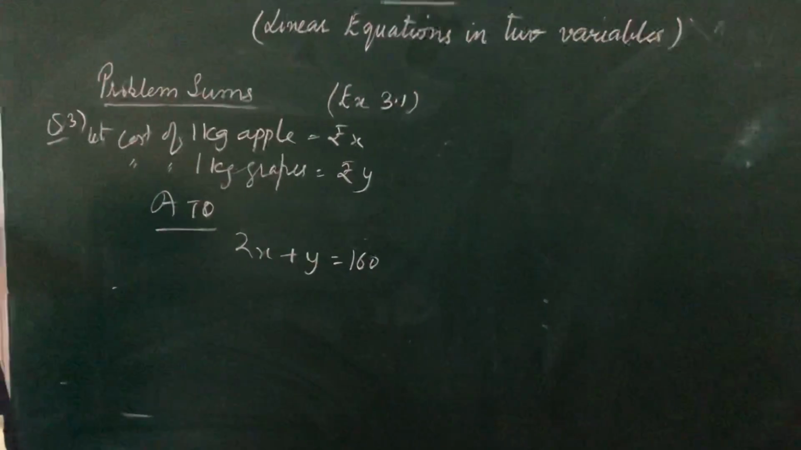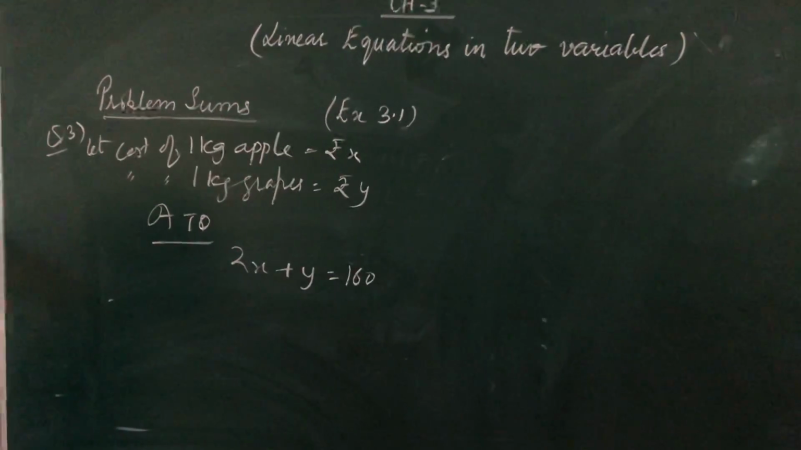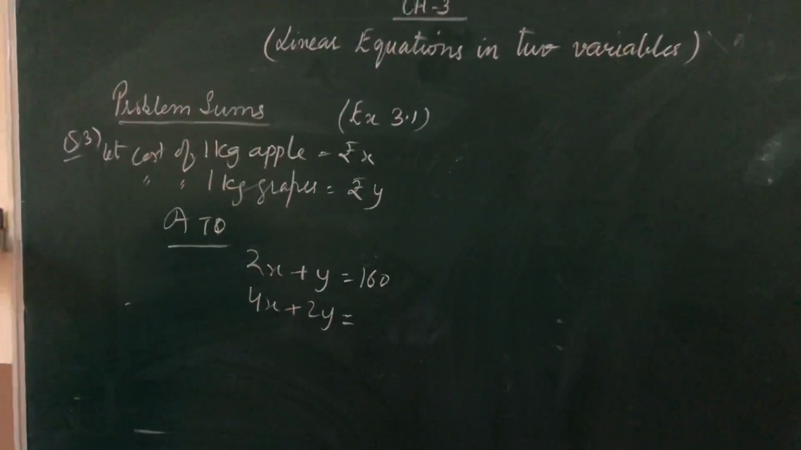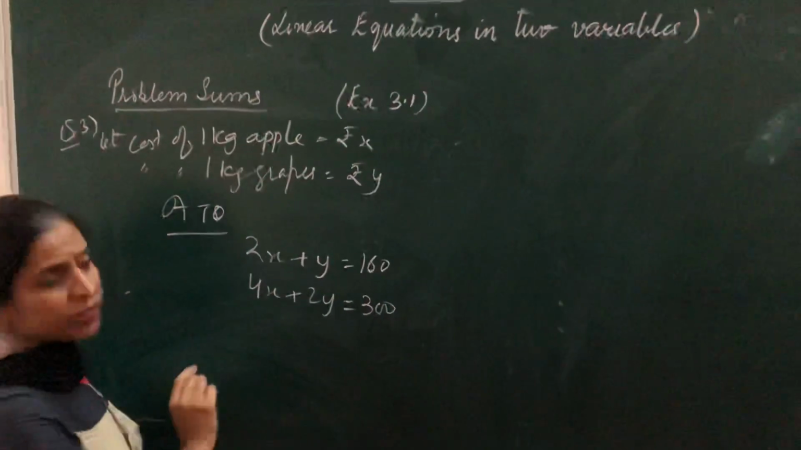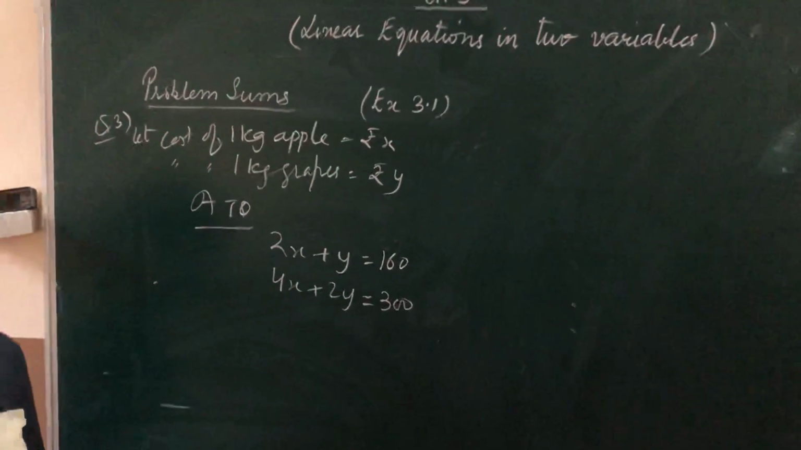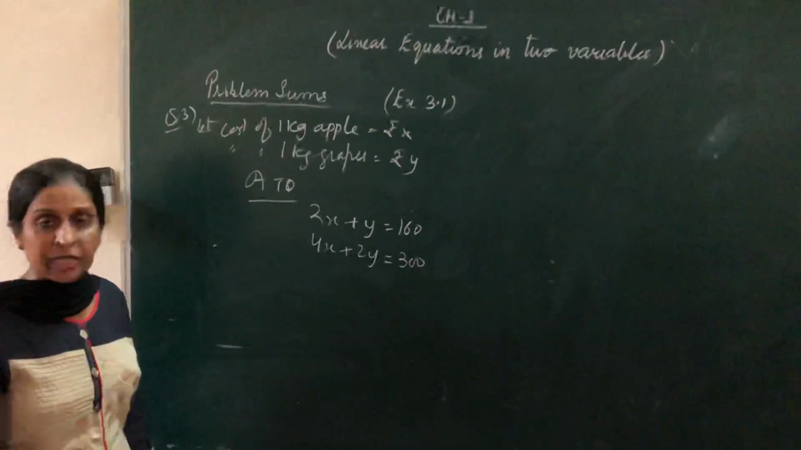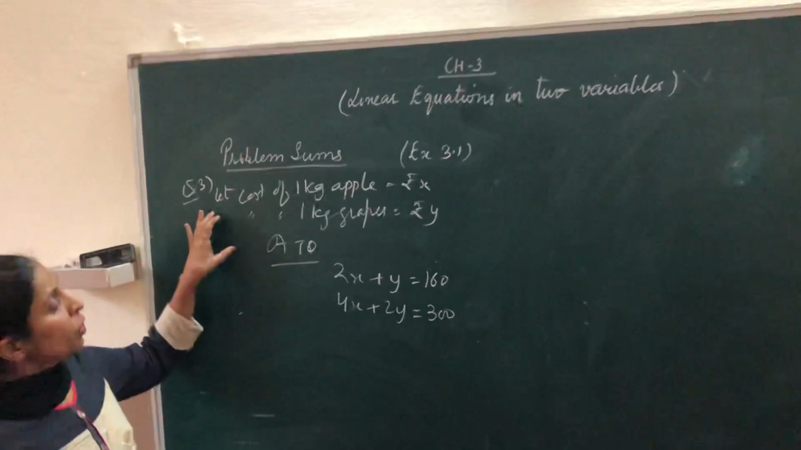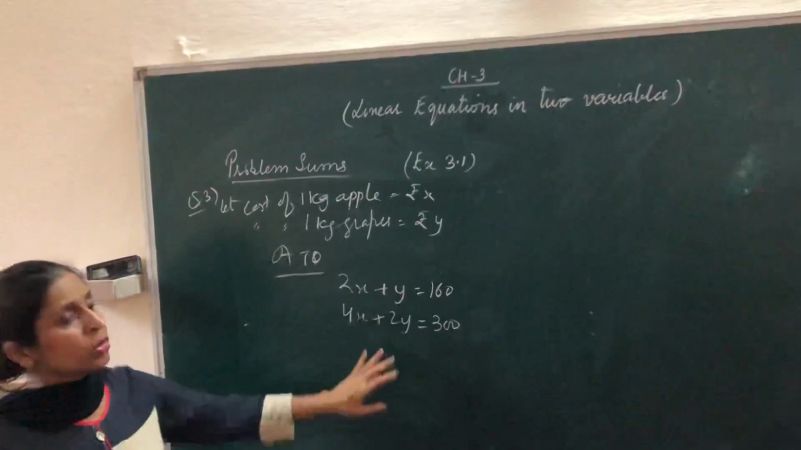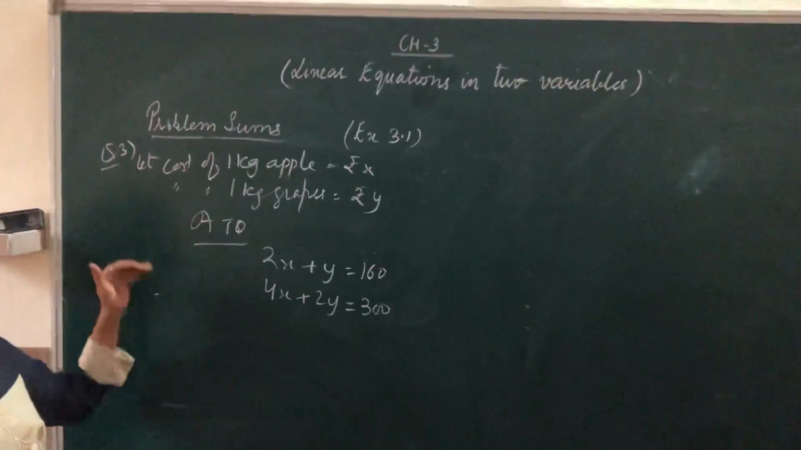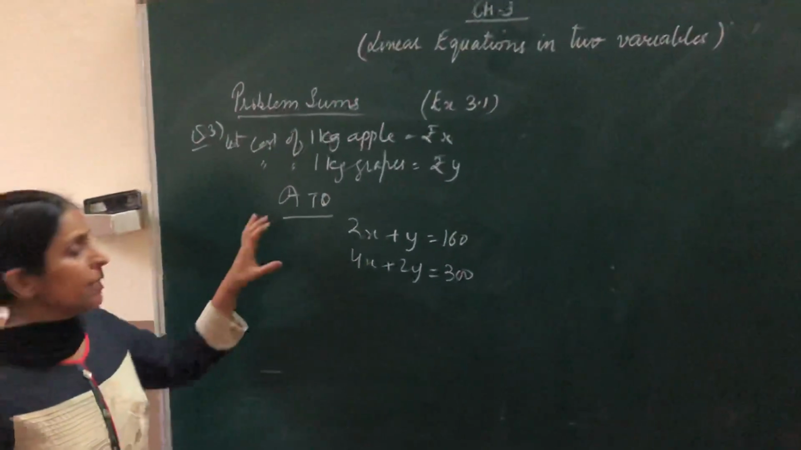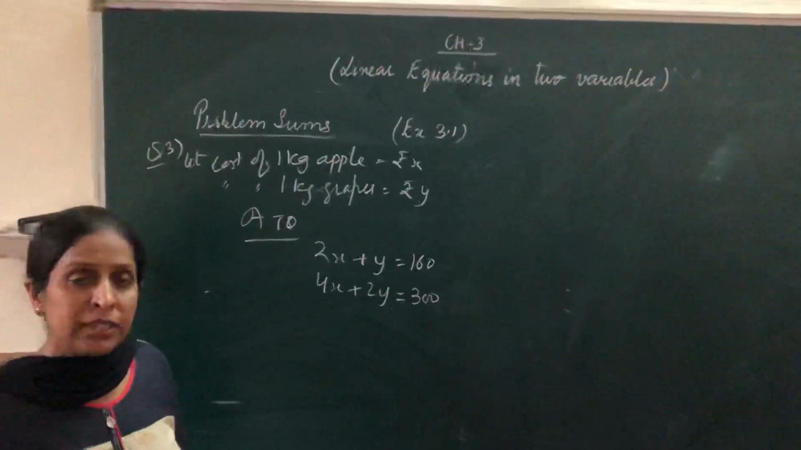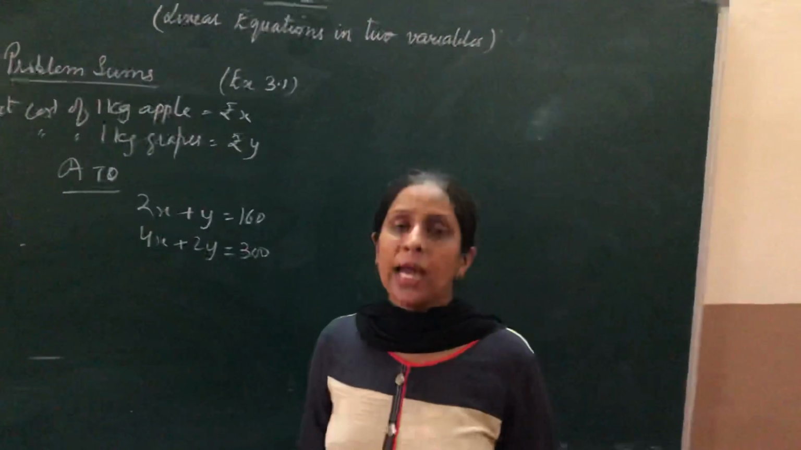Then you have the next equation. After a month, the cost of 4 kg apples and 2 kg grapes becomes 300. So you have these 2 equations and you can draw them on a graph. You will get the value of x and y. So children, this is the method of framing an equation and then representing it on a graph. I hope you will do these questions in your notebook. I am leaving the calculations and graphs to you. So you have to do these 3 questions in your notebook and represent them on a graph.